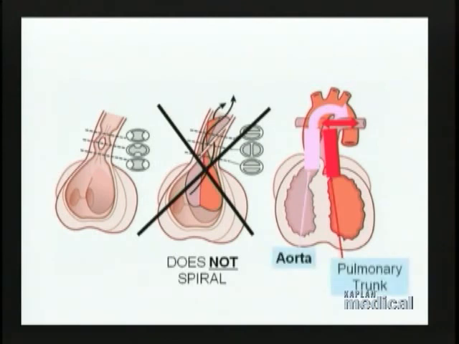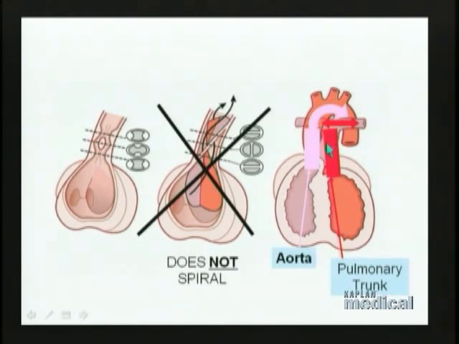But that doesn't happen. Now, this defect is given the name transposition of the great arteries. This defect is called transposition of the great arteries because the two vessels are, in fact, transposed. And as to the question of how come babies are born alive with this, and in fact, it's not uncommon, it's somewhat less common than tetralogy of Fallot, but it's not that uncommon. The question is, how come they're born alive?